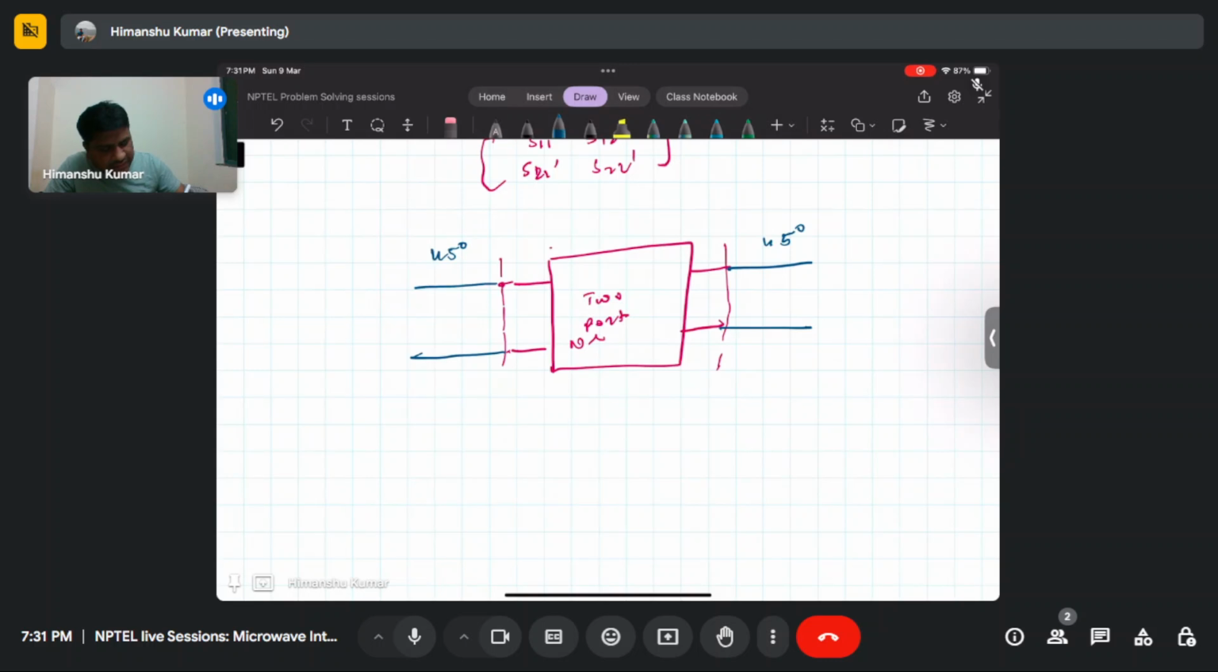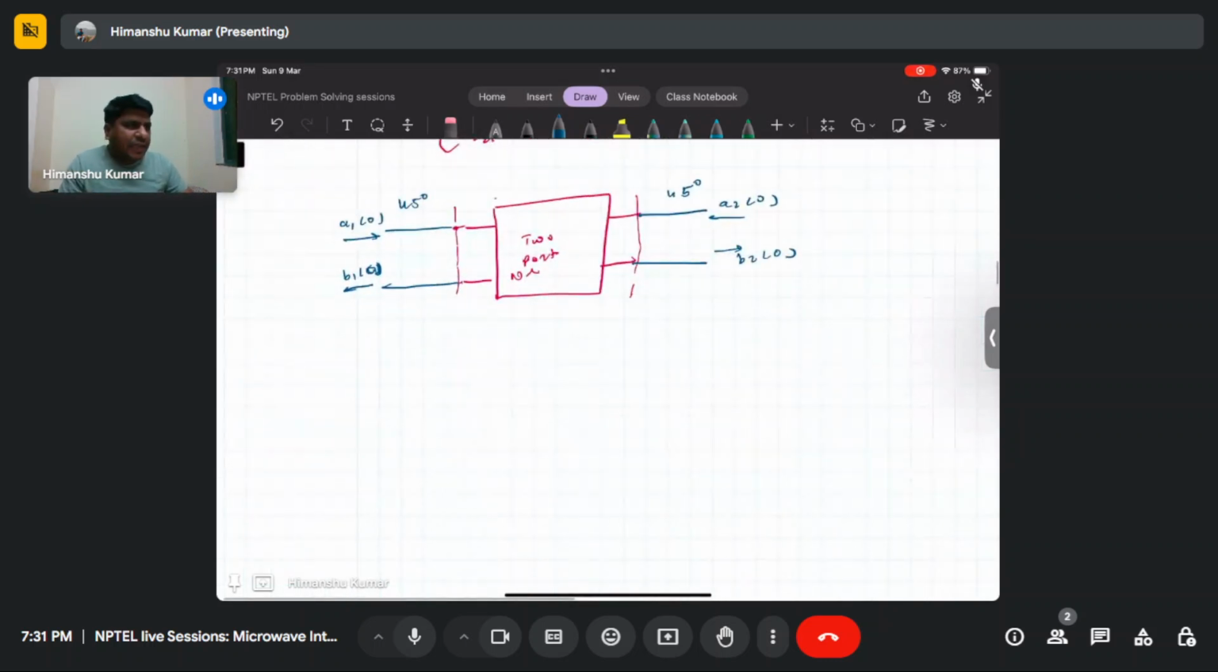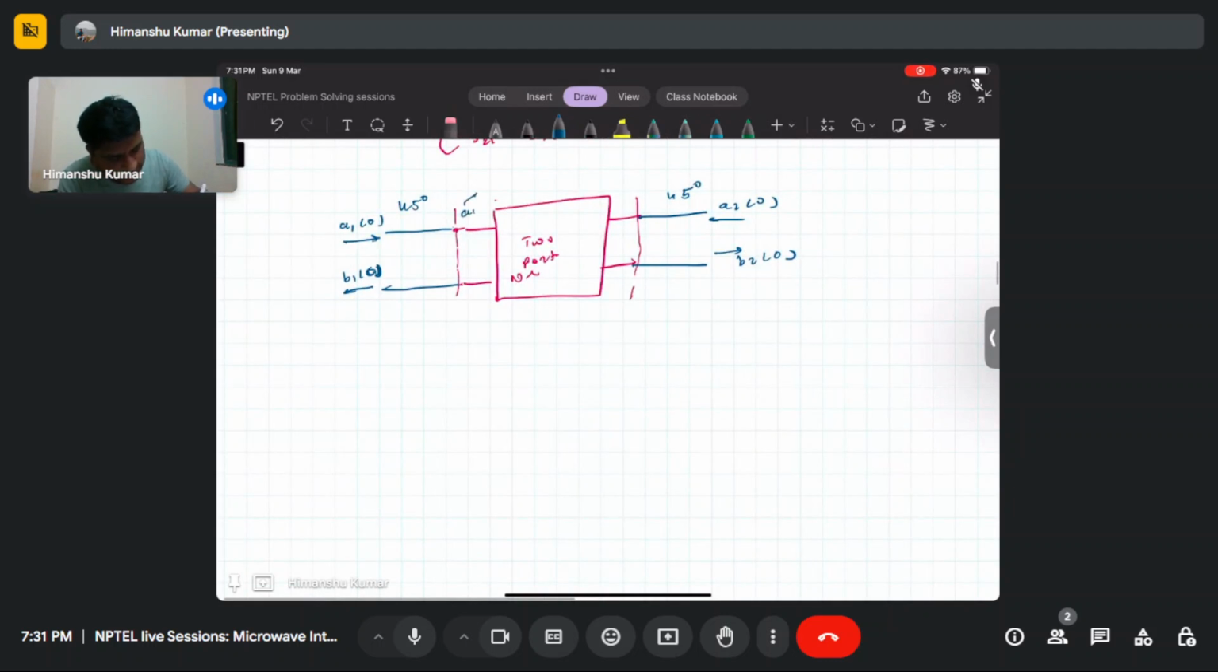So let's say here at the input port, the parameters are A10, B10 at the source side. Similarly, here is A20, B20. This is the reflected, here this is the transmitted, and this is the reflected wave amplitude. Now we can write this as A1 L1, and here B1 L1. Similarly, here we can write A2 L2. So this is length L2, this is length L1. So here also we can write B2 L2.